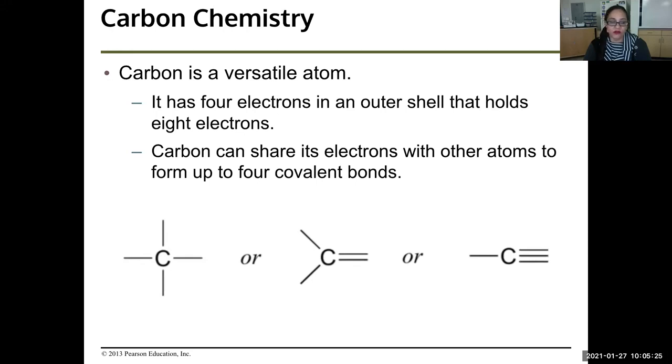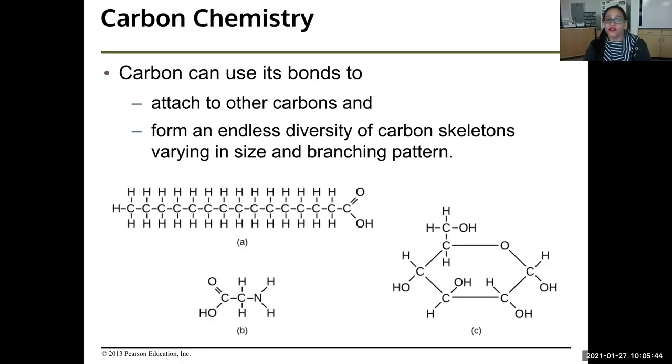So it can make 4 single bonds. It can make 2 single bonds and 1 double bond. It can make 1 single bond and 1 triple bond with something. Carbon can use its bonds to attach to other carbons and form an endless diversity of carbon skeletons varying in size and branching patterns. On the top, you have 1 branching pattern where there's a bunch of carbons all put together.